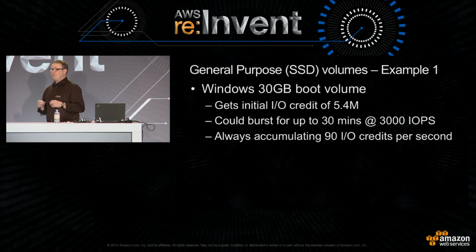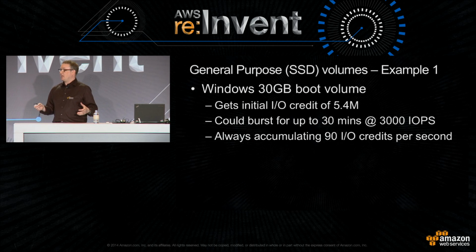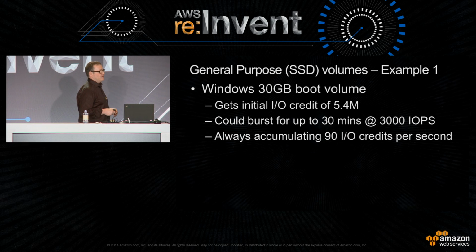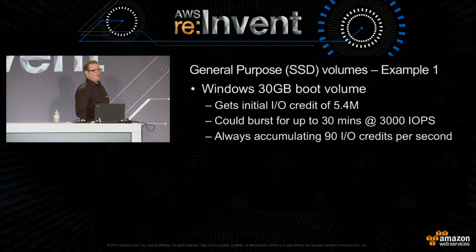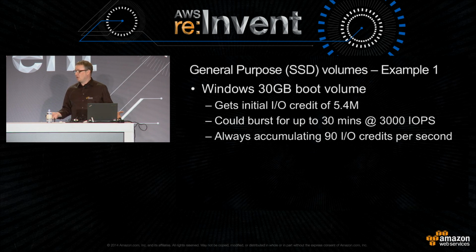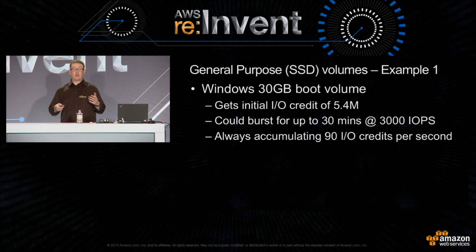So what does GP2 mean today? What does it mean to your application when you're architecting with it? I've got a couple examples here. The first one is the typical boot volume. A Windows boot volume is 30 gigabytes on average. It always comes with an I/O credit, 5.4 million IOPS, and it could burst for 30 minutes at that rate. So you could be running flat out for 30 minutes. It's not likely you're going to do that, to be candid, unless you have some architecture that does that.